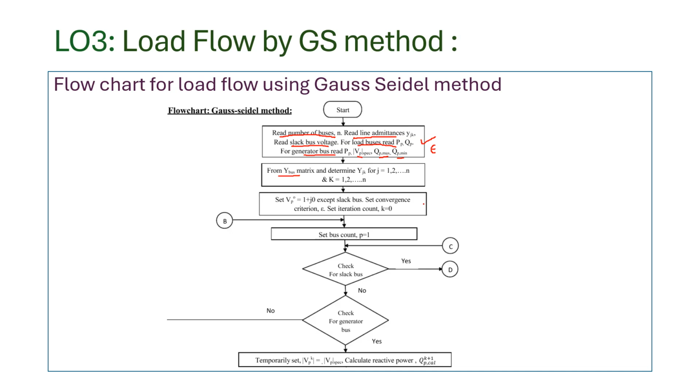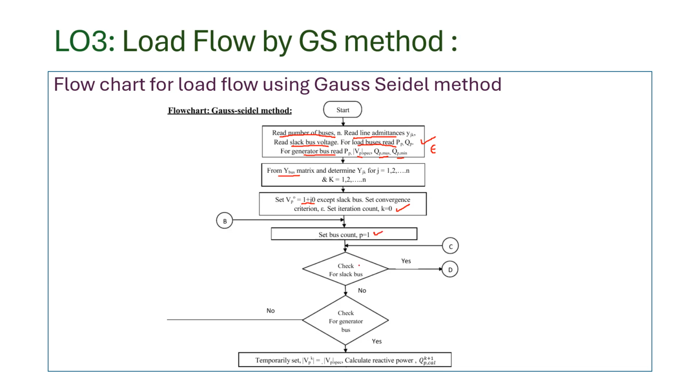After forming the Y bus, we have to set the voltage. We have to make an assumption. Here it is given, set 1.0, that is a flat start. We have to assume voltages for PQ buses, and we have to assume the phase angle also for the PV bus, and then we have to start the iteration count. Now we have to start with the calculation. The first iteration is now written as k equal to 0. Now start with the bus count, p equal to 1.